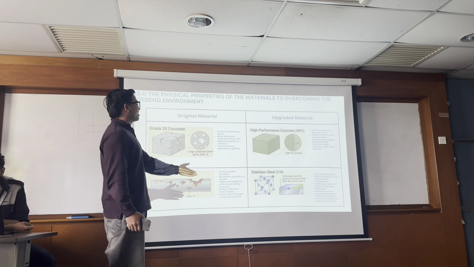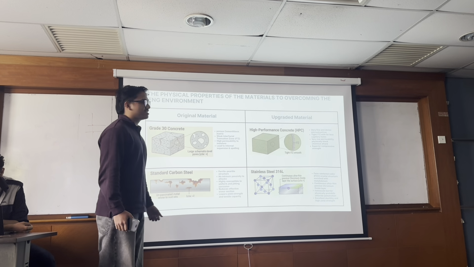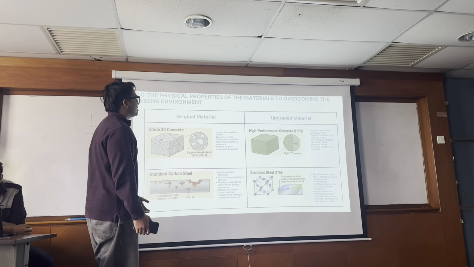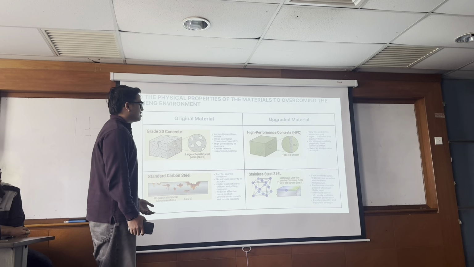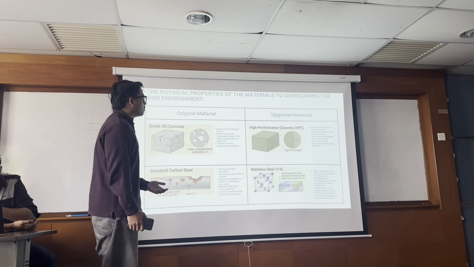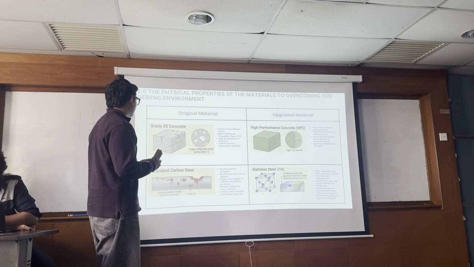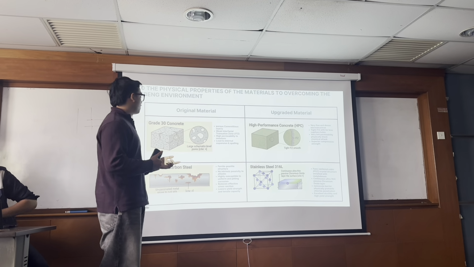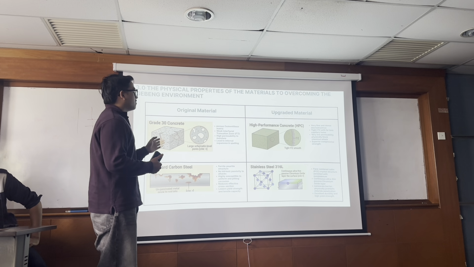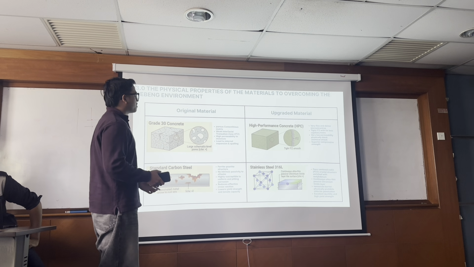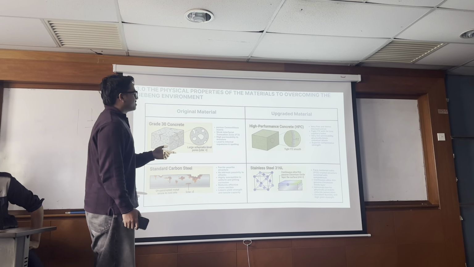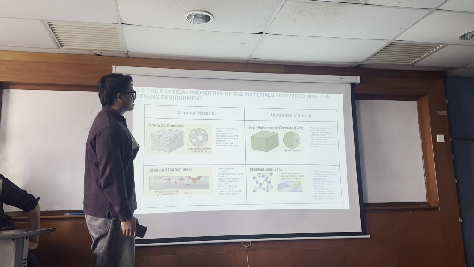And next one, the upgraded material is stainless steel 316L. It has a face-centered cubic (FCC) crystal structure enriched with molybdenum. Molybdenum acts as a protective shield for the material from the environment at the Gebeng industrial area. It also has a continuous ultra-thin passive chromium oxide layer.